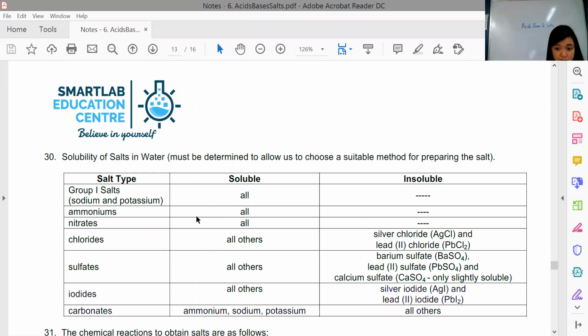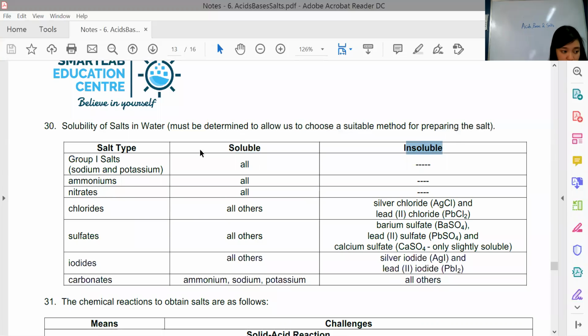So in order to prepare salts, we have to note whether it's soluble or insoluble before we can choose the method to prepare it. For soluble salts, any compound that contains group 1, ammonium or nitrate will be soluble. Any compounds that contain chloride are soluble except for silver chloride and lead 2 chloride. Any compounds that contain sulfate are soluble except for barium sulfate, lead 2 sulfate, and calcium sulfate. Any compounds that contain iodides are soluble except for silver iodide and lead 2 iodide.